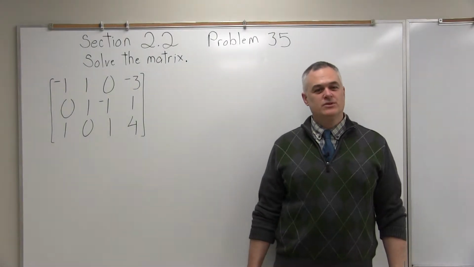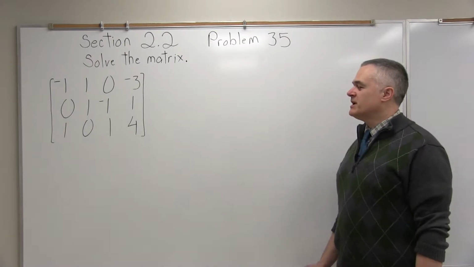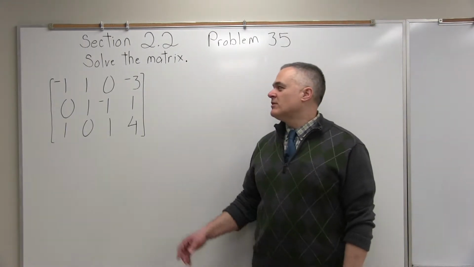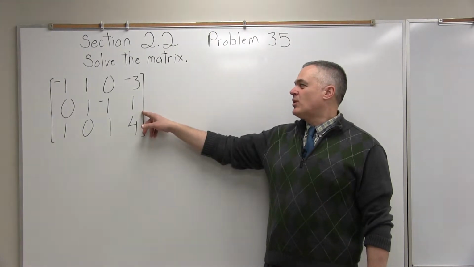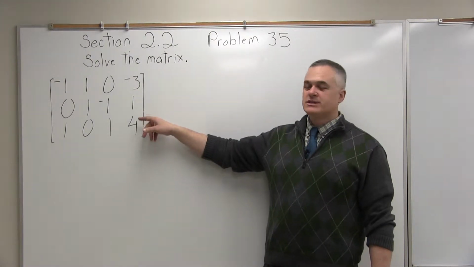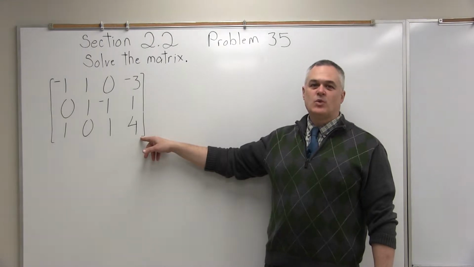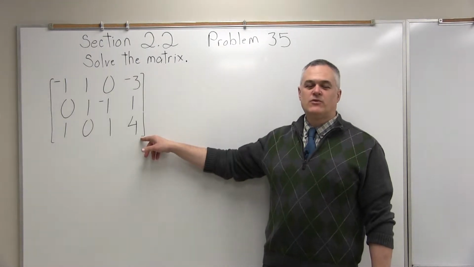This is Section 2.2, Problem 35. It says solve the matrix. We have a matrix with a top row of -1, 1, 0, -3. The middle row is 0, 1, -1, +1. And the bottom row is 1, 0, 1, 4.